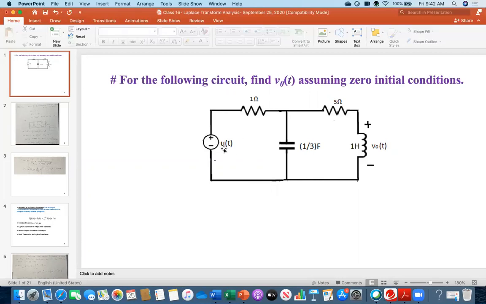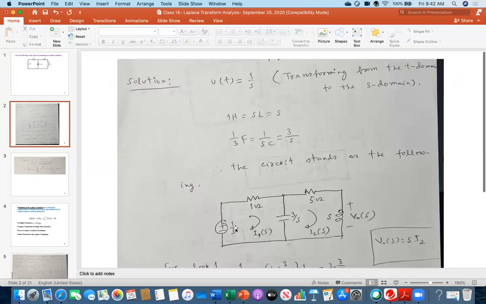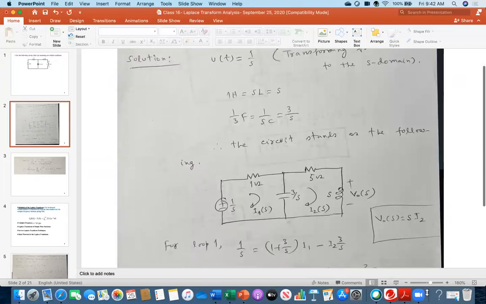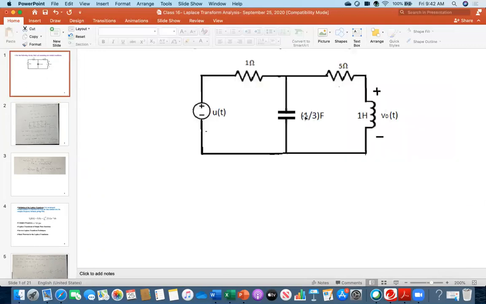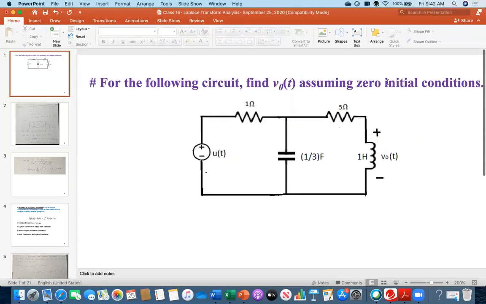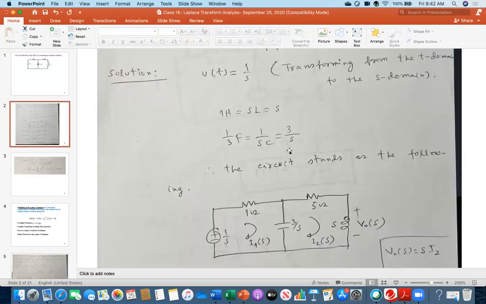Now everybody see, it was u(t) here. So that's why it is 1 over S. Look at this circuit, it is 1 over S. Now resistance will not be changed. Resistance is as it is, 1 and this is 5. And then what was the capacitor? 1 over 3 farad. But because there was no initial condition, it is zero, so simply it will be 1 over SC. So that's why I have written 1 over SC.